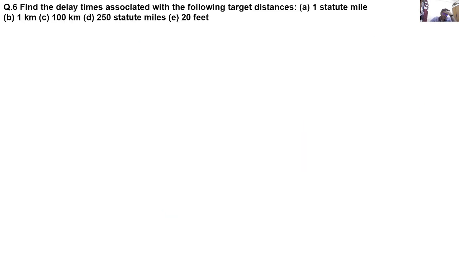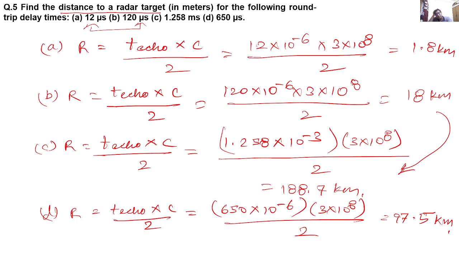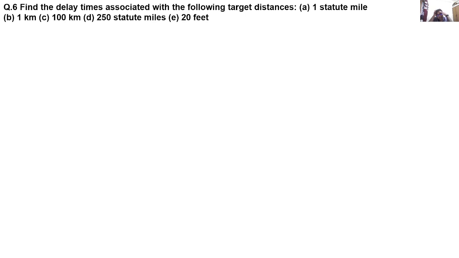Find the delay times associated with the following target distances. A, 1 statute mile. Okay. B, 1 kilometer. C, 100 kilometer. D, 250 statute miles. And E, 20 feet. Again, very similar question. We just need to change the units to get into the answers. So let's try it again. Okay, in the fifth question, they were asking the distances. This time we have to find out the times. So I mean nothing huge. Let's do that then.